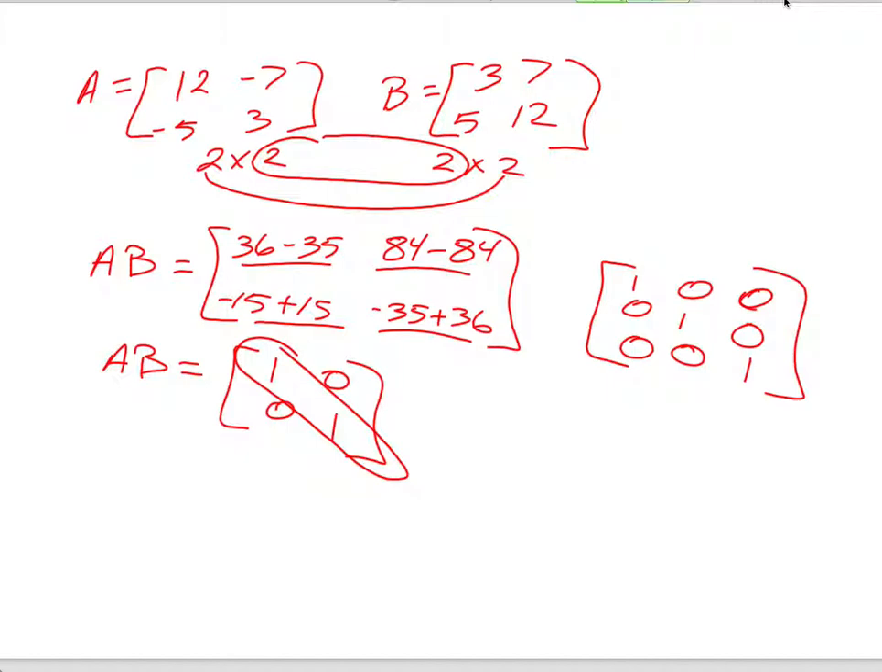Must be square. So that's the first thing. Determine if matrices are inverses. Multiply them. If you get the identity matrix, the answer is yes. If you don't, the answer is no. So you're saying yes or no. The last one: are these two inverses of each other? You multiply and then you say yes or no. All right. So that's number 1.